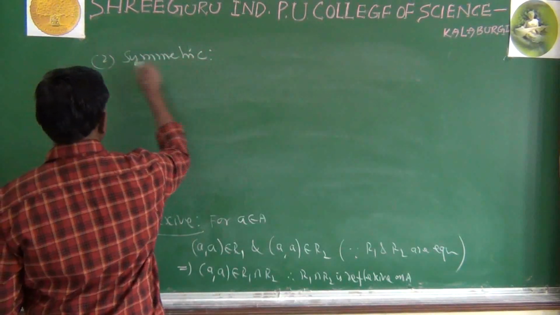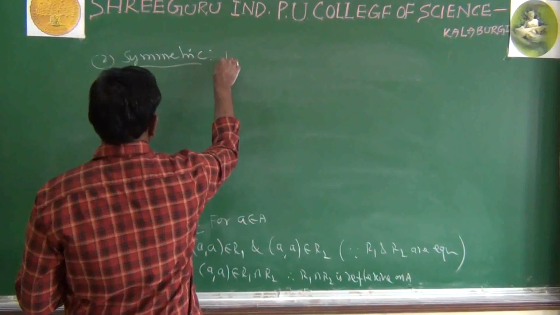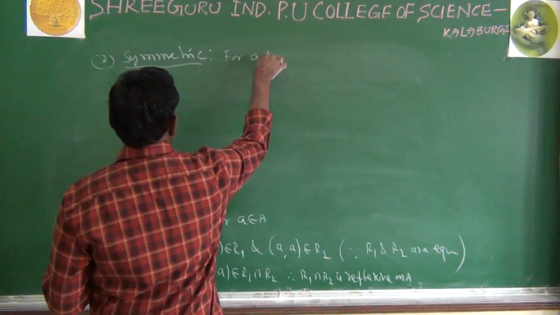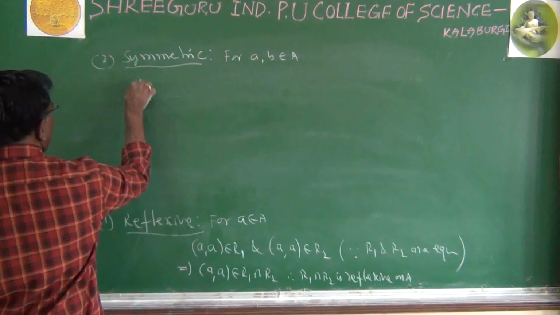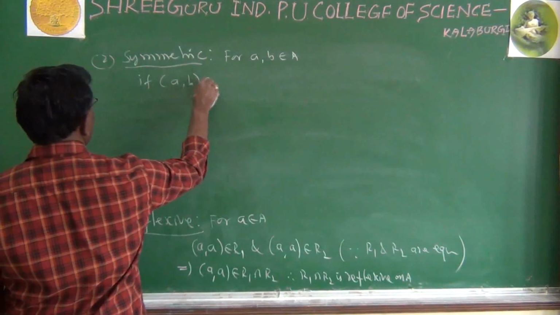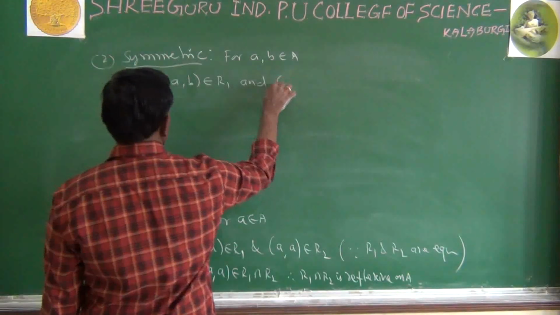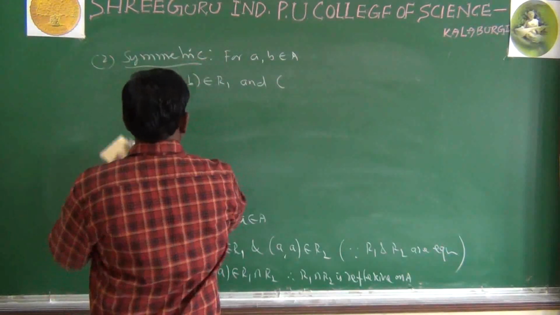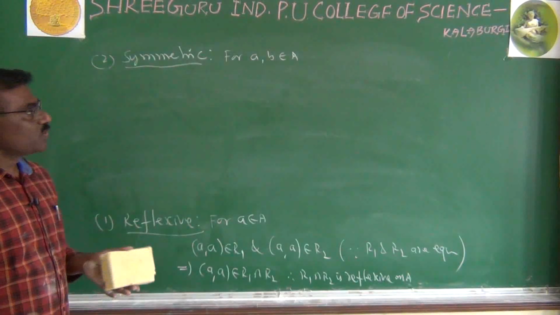Symmetric means what? How many elements? There are two elements, for a, b belongs to set A. If a, b belongs to R1 and there are two elements for a, b belongs to A.